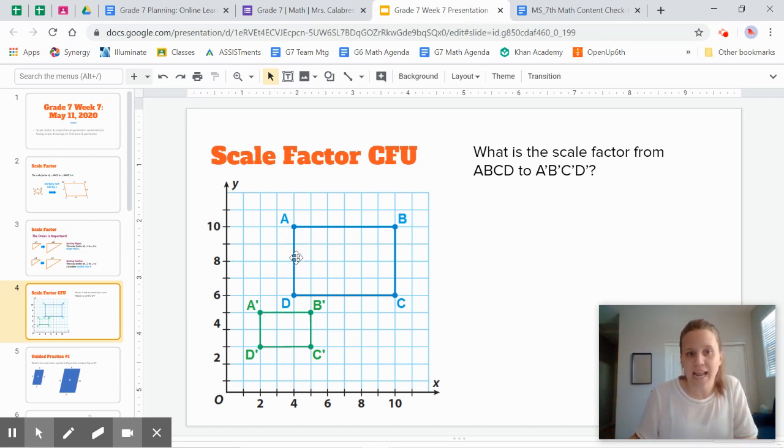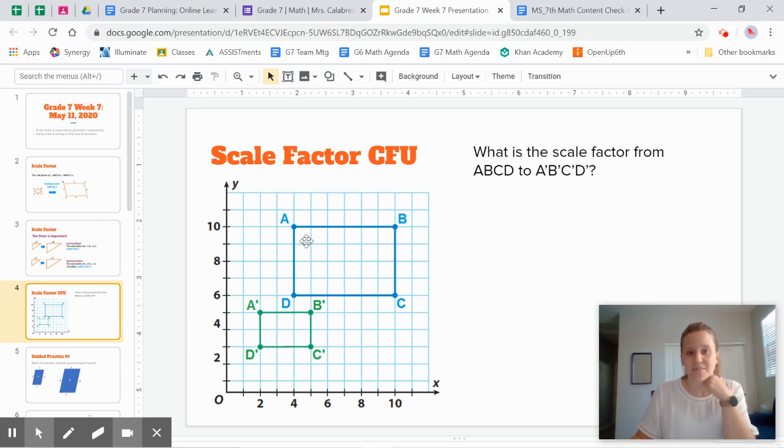I have to know that side AD is 1, 2, 3, 4 units long. AD is 4 units long. A prime, D prime is only 1, 2 units long. So what factor could help me get from 4 to 2? You might be thinking, divide by 2. Is that a factor? No, division isn't a factor. I need to multiply. So what number could I multiply AD by? Could I multiply 4 by to get 2?